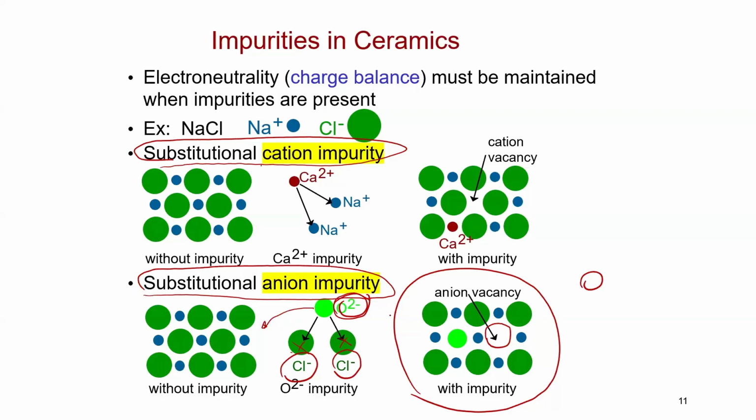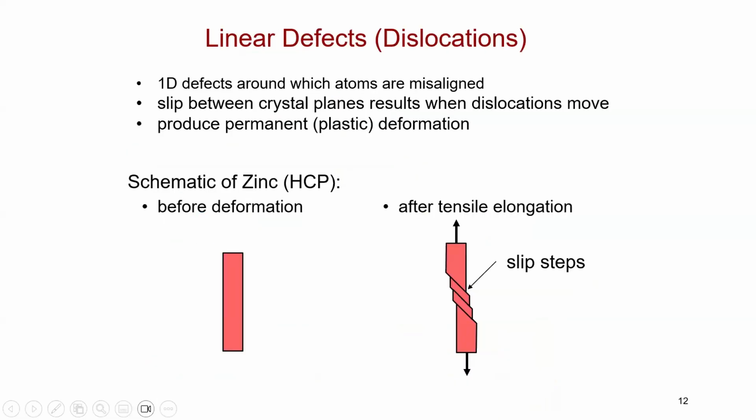But if you have something like A, for example, 1 negative, it doesn't create an ion vacancy. It is just an impurity. Do you understand what I mean or not? Correct. Okay, that's good. So now we are done with the point defects. We are going to move to linear defects.